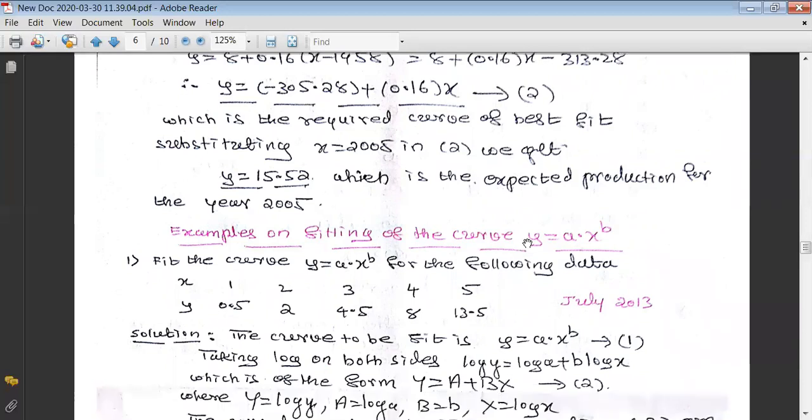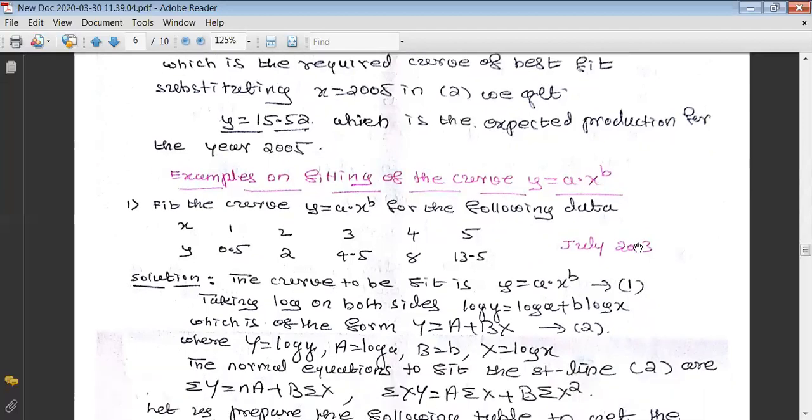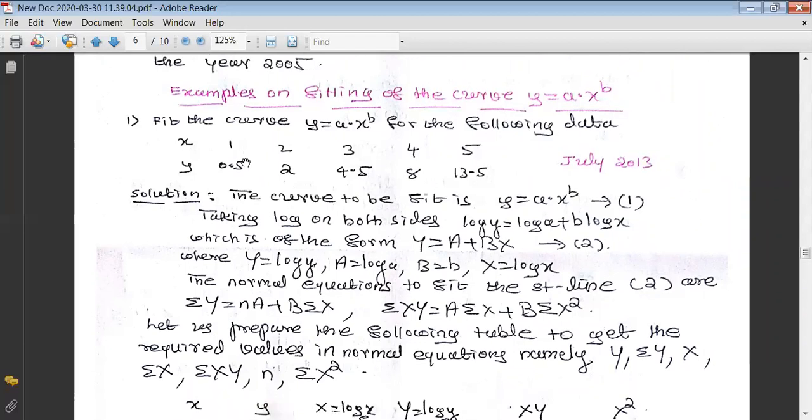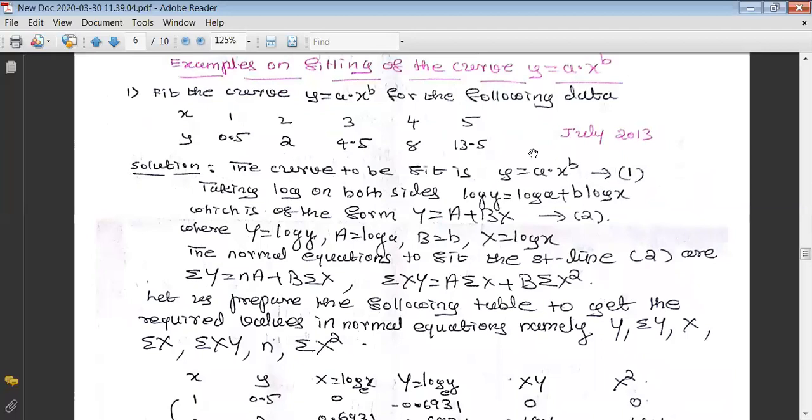And the above four examples are how to fit a straight line for different types of straight lines, sometimes in terms of x and y, sometimes in terms of r and theta, and so on. Now let us deal with one or two problems on how to fit a geometric curve, that is y equal to a into x raised to b. Suppose the question is to fit a curve y equal to a into x raised to b for the following data. This is the data for which we are supposed to fit the curve, and as I told you, the geometric curve can be fit by converting it to a straight line.